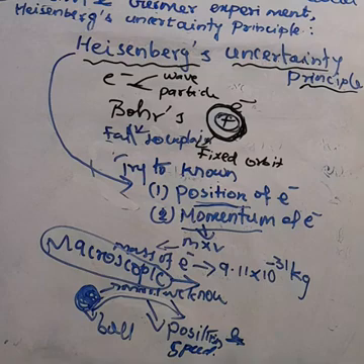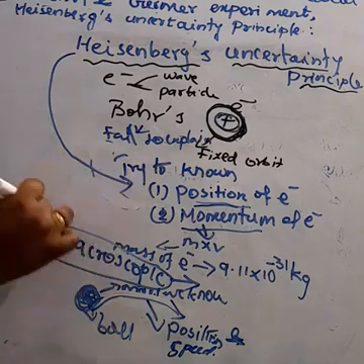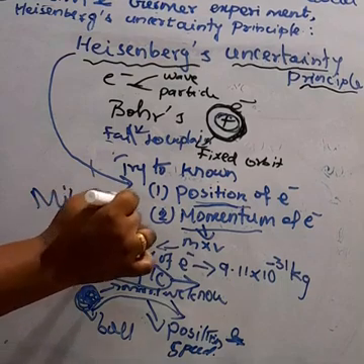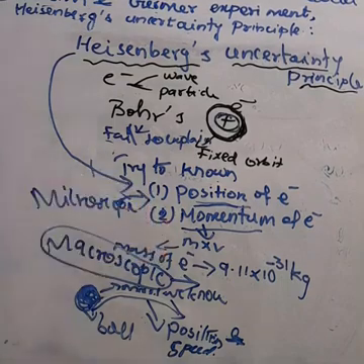But in the case of microscopic particles such as the electron, we cannot find out the position and momentum of the particle. That is stated by the Heisenberg uncertainty principle.